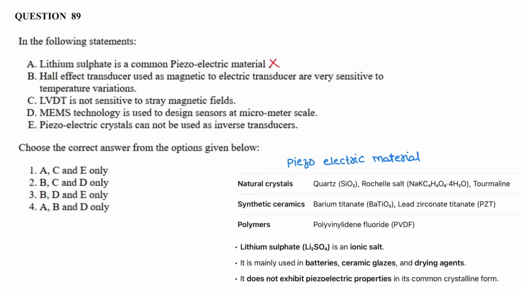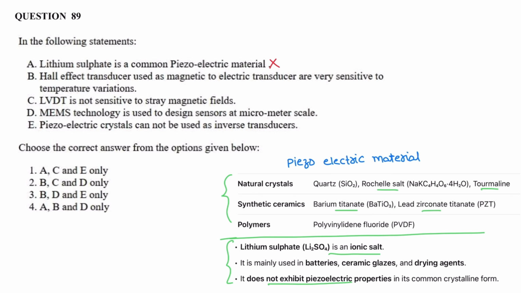Li2SO4 is an ionic salt. It is mainly used in batteries, ceramic glazes, and drying agents. It does not exhibit piezoelectric properties. Natural piezoelectric crystals are quartz crystal, Rochelle salt, and tourmaline. Synthetic ones are barium titanate and lead zirconate titanate, PZT. Polymer piezoelectric materials include polyvinyl fluoride. These are piezoelectric, whereas lithium sulfate is an ionic salt which doesn't exhibit piezoelectric properties.